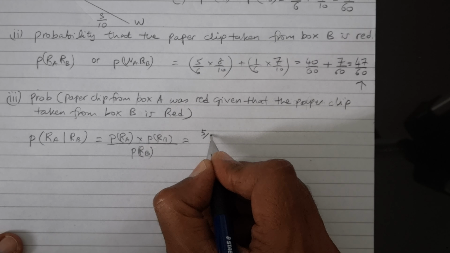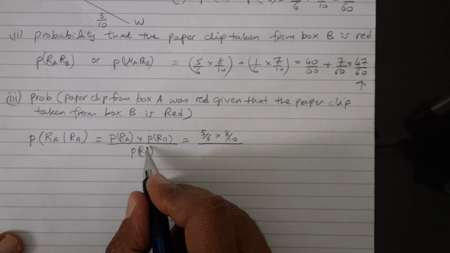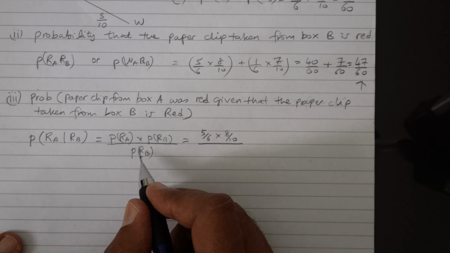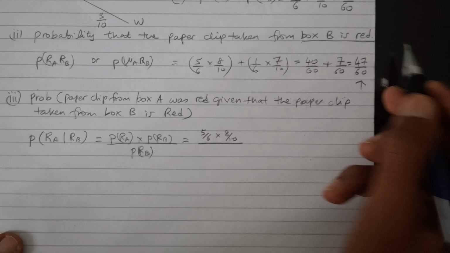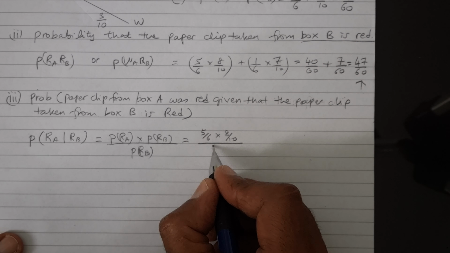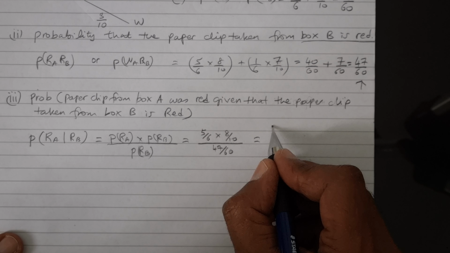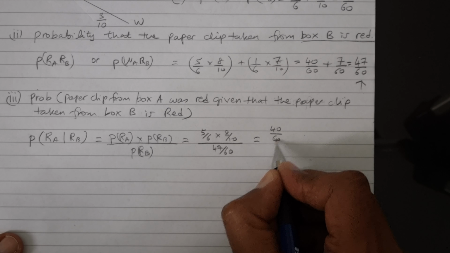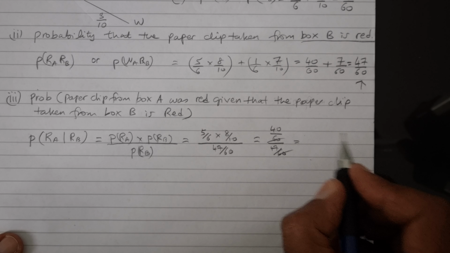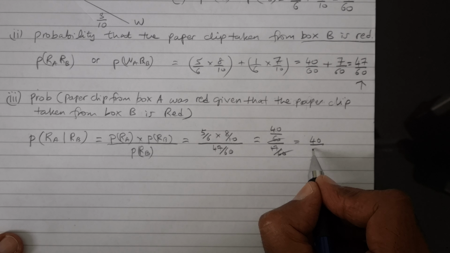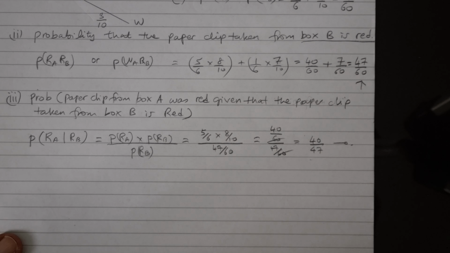So that's 5/6 times 8/10, divided by the probability that it was taken from box B and it was red. From the second part, we have 47/60. So let us do this multiplication, and I'm going to get 40/60 divided by 47/60, and the 60 and 60 can go, and I have 40/47. So that's my conditional probability for the third part.